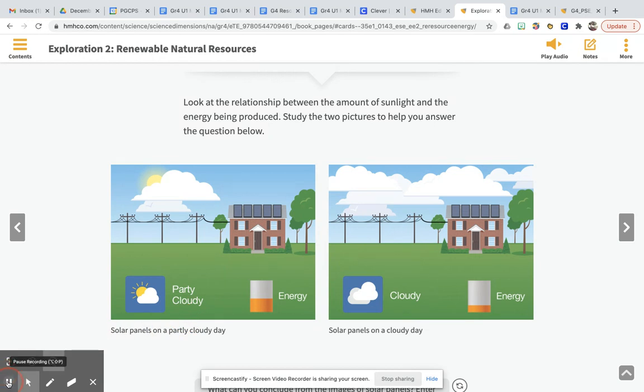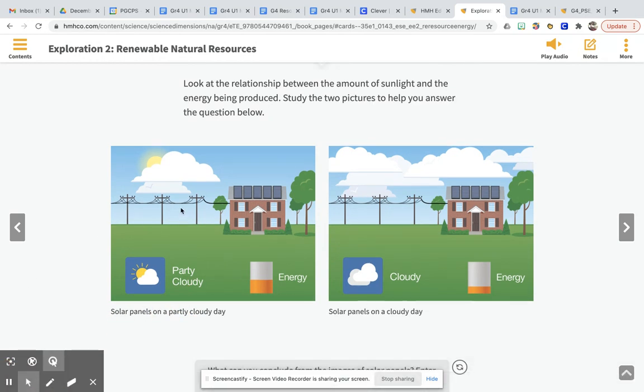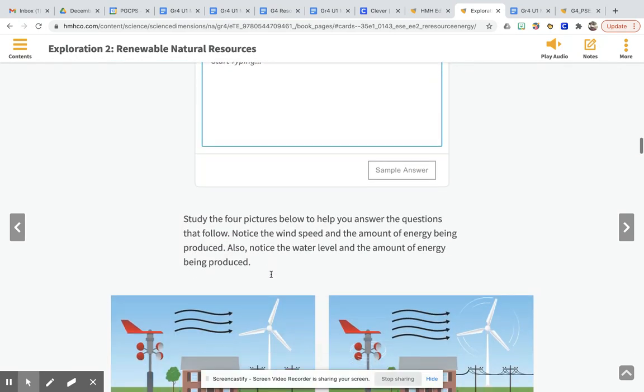And so I hope that you noticed that when there was more sun, there is more energy because, again, remember, these are called solar panels. And so they get their energy from the sun. And so when the sun is shining, there is a higher level of energy. So let's look at another two pictures.